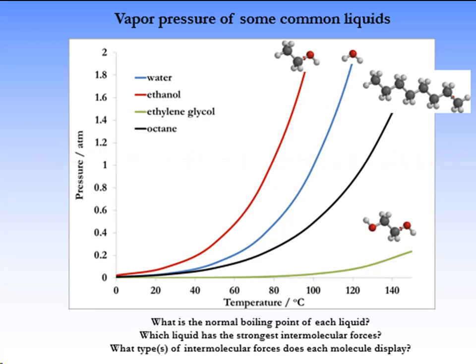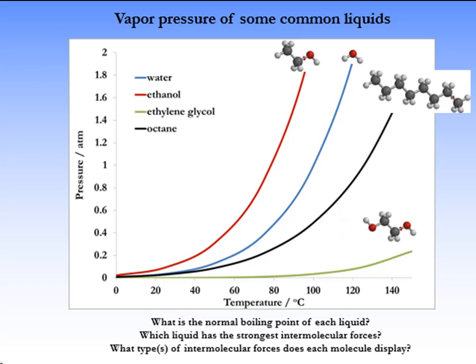Now, between these 4 liquids, which has the strongest intermolecular forces? If we remember that intermolecular forces are stronger with liquids with low vapor pressure, then it's pretty obvious that ethylene glycol of these 4 liquids is going to have the strongest of the intermolecular forces.